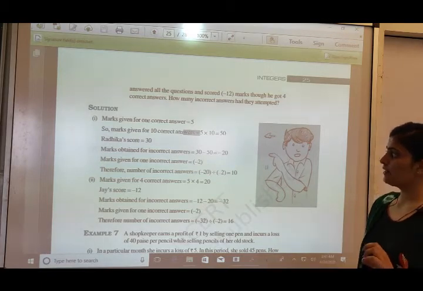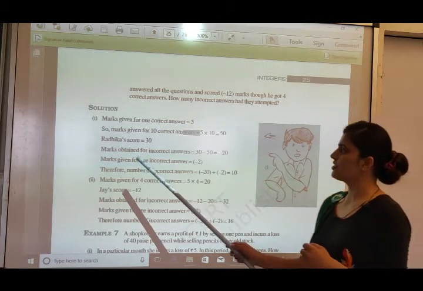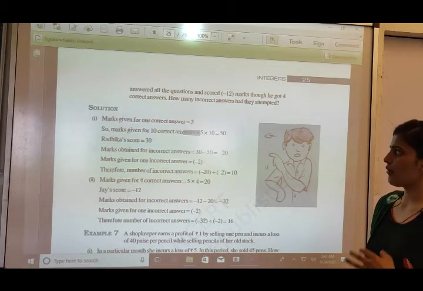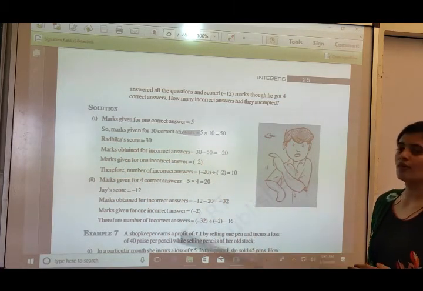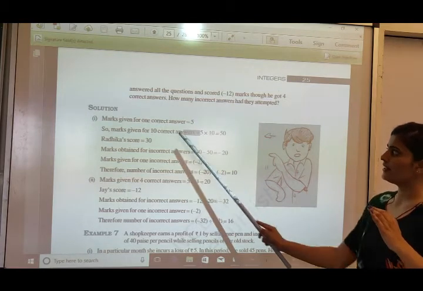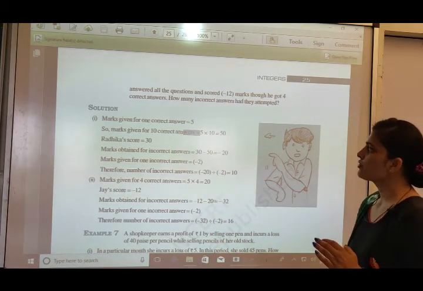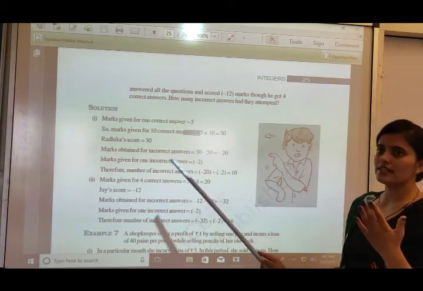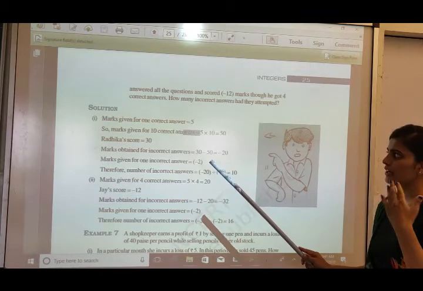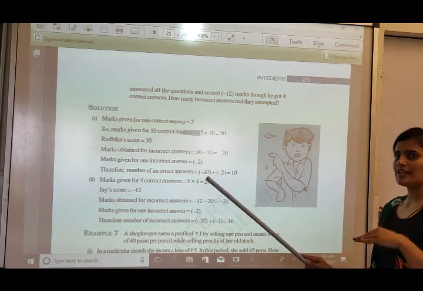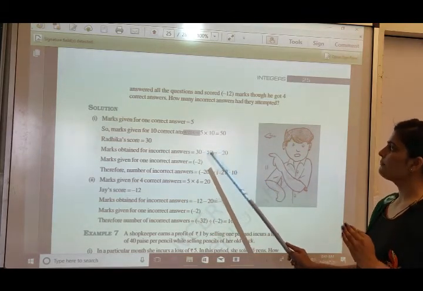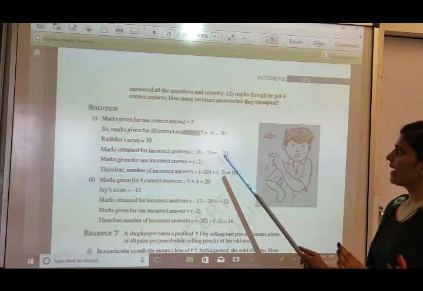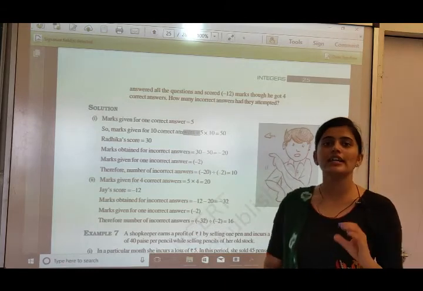Incorrect answers are there and how many marks she is getting. So marks obtained for incorrect answers. Now marks for incorrect answers will be what? Total score minus the marks of correct answers. So what is total score? 30. So 30 minus the marks of correct answers, which is 50. That we have to subtract from the 30. So 30 minus 50. Answer will be minus 20. So minus 20 marks she is getting for incorrect answers.